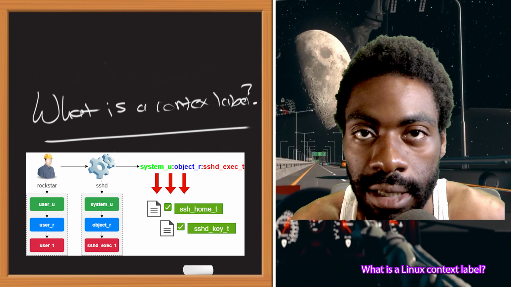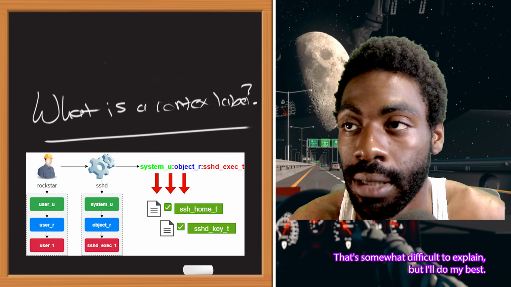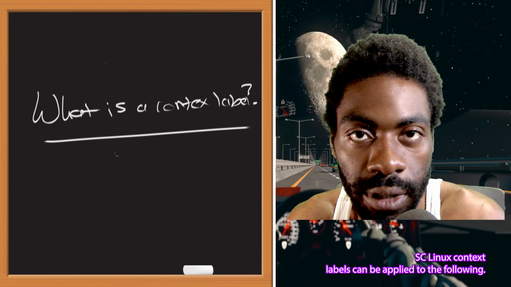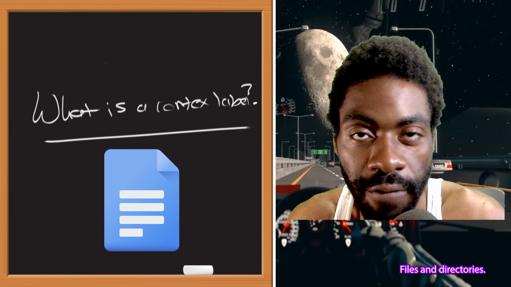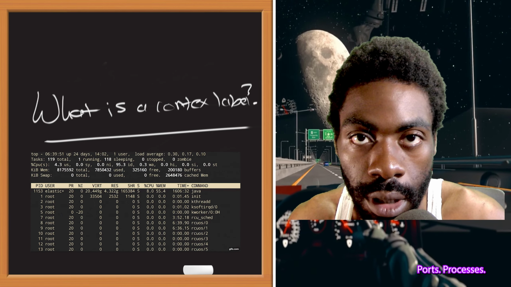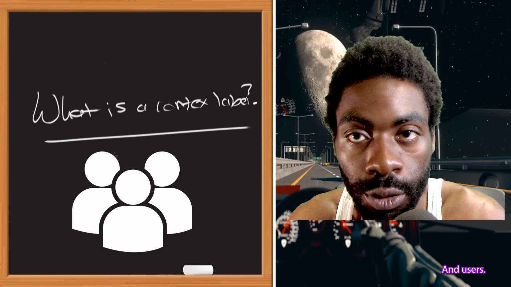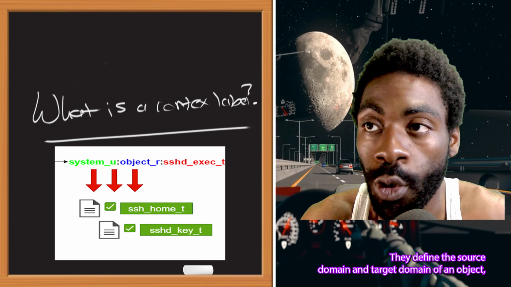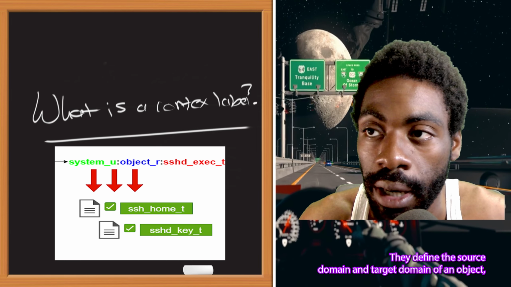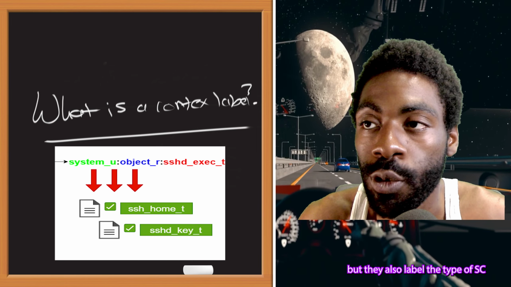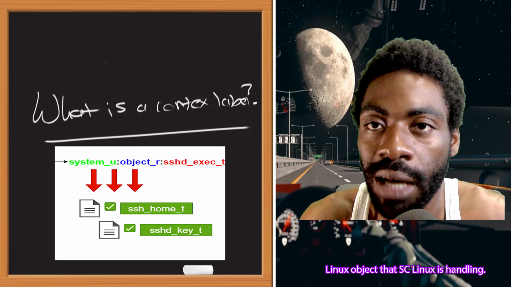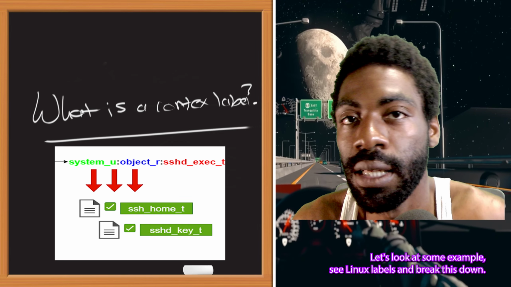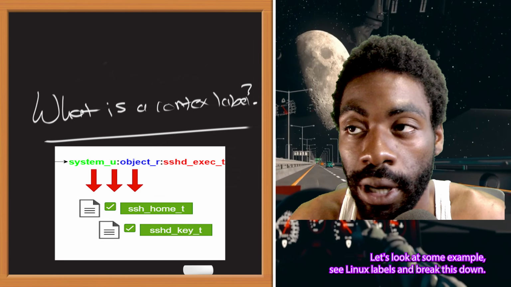What is an SELinux context label? That's somewhat difficult to explain, but I'll do my best. SELinux context labels can be applied to the following: files and directories, ports, processes, and users. Context labels do two things. They define the source domain and target domain of an object, but they also label the type of SELinux object that SELinux is handling. Let's look at some example SELinux labels and break this down.